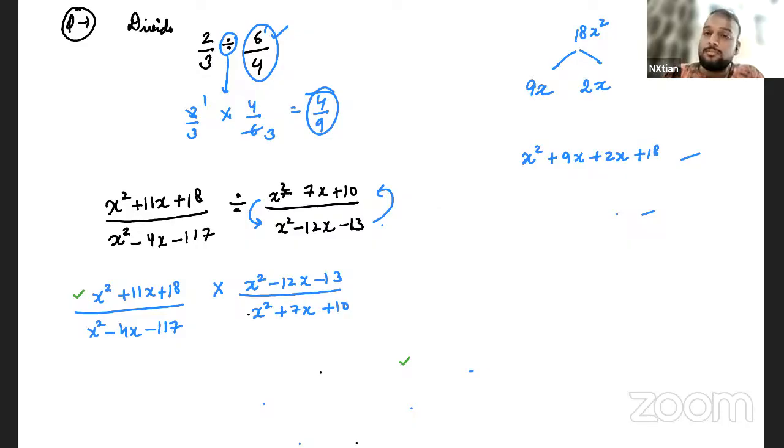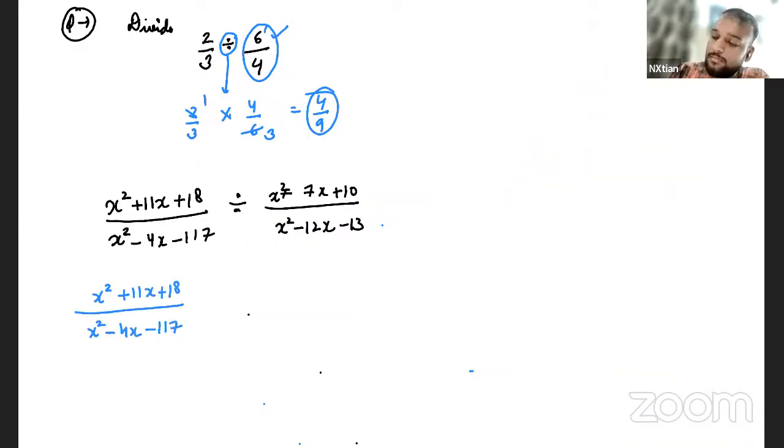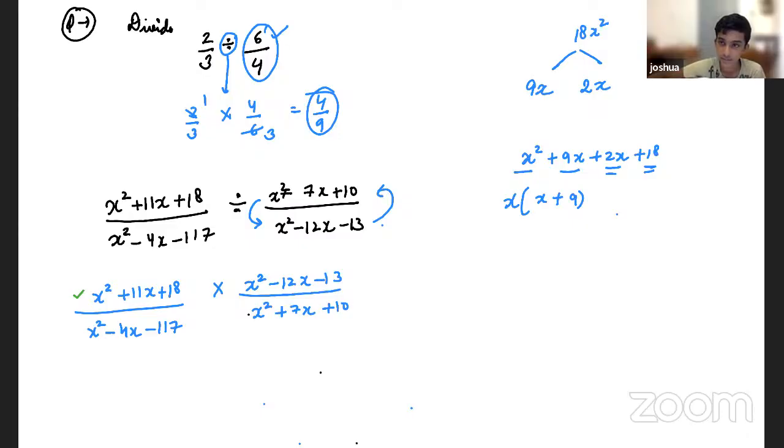Then what will you do? You have to find the common from the first two. So what is the common number? x. Then what will you write inside the bracket? x again, then plus 9. Very very good. Now what is the common in these two numbers? Is this term divisible by 9? What is the common between these two numbers?